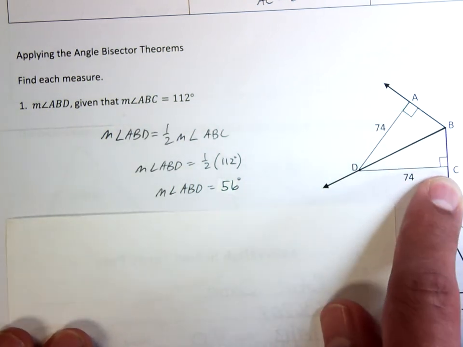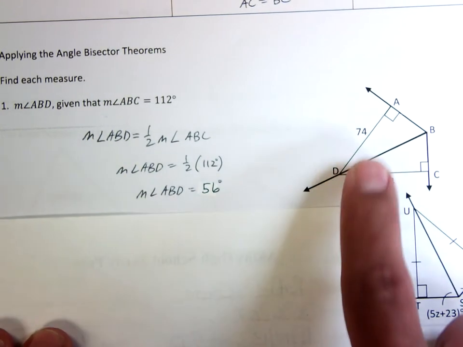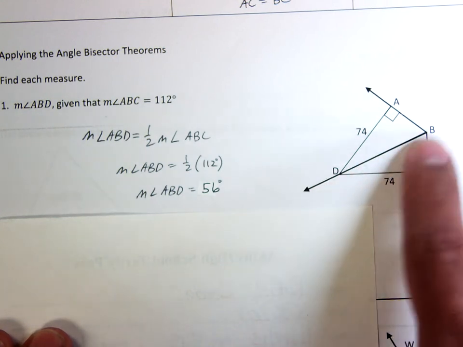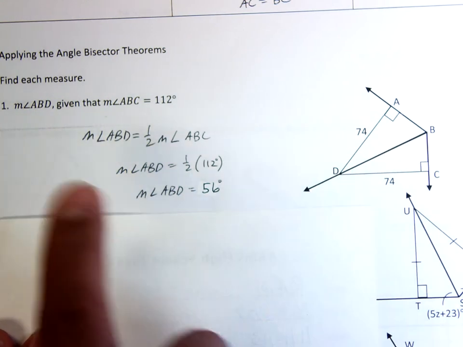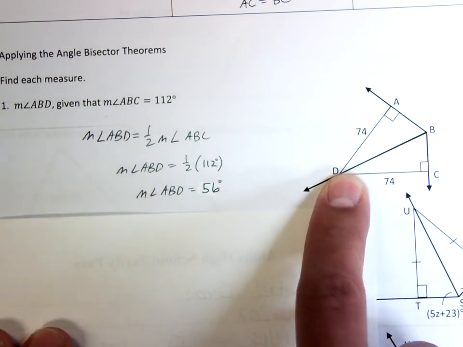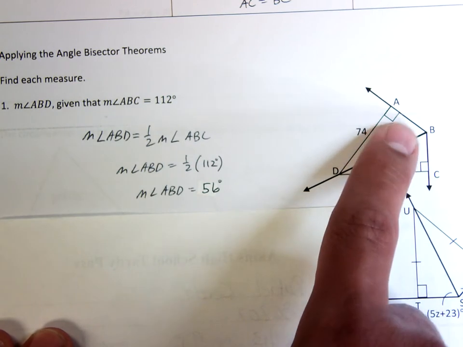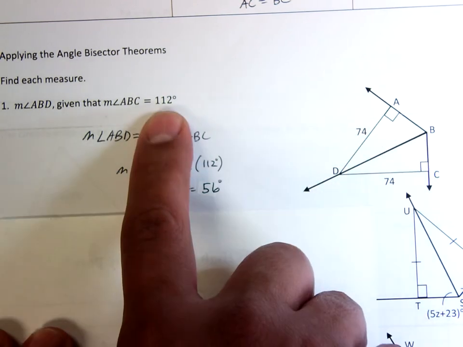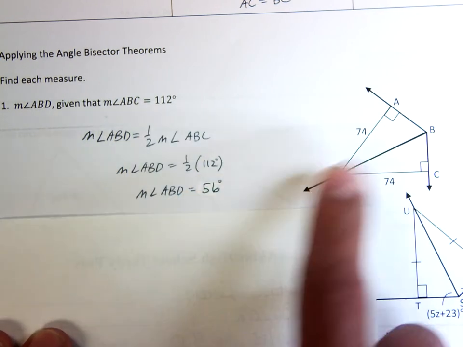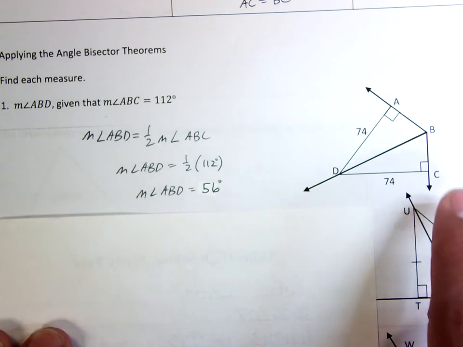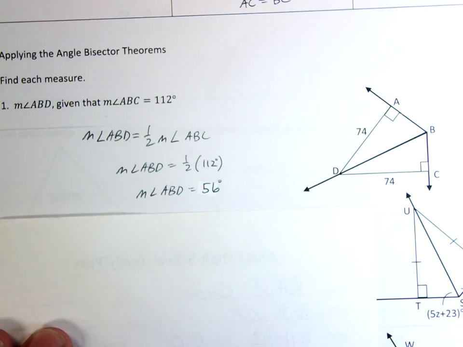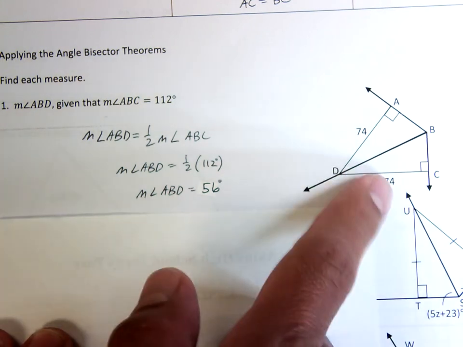It's 112 degrees. But I look at my picture, I see that these two lengths are the same, which means that BD must be a bisector. And I'm trying to find ABD. Well, ABD is just that little angle. But if BD is a bisector, then these two angles must be the same. And if they add up to 112, I can just do 112 divided by 2 and get 56. So the measure of ABD is 56, and the measure of angle CBD is also 56 because I have an angle bisector, and I know that because these two sides are the same.